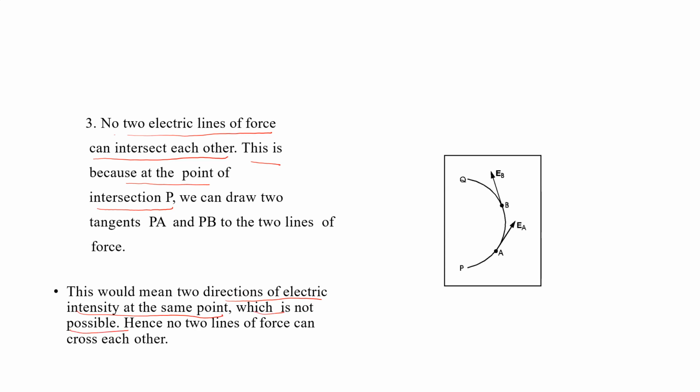If we try to draw two tangents at point A, at point A there will be only one tangent. But if we try to draw two tangents PA and PB to two lines of force, there will be two directions of electric intensity at the same point, which is not possible. Hence, no two lines of force can cross each other.